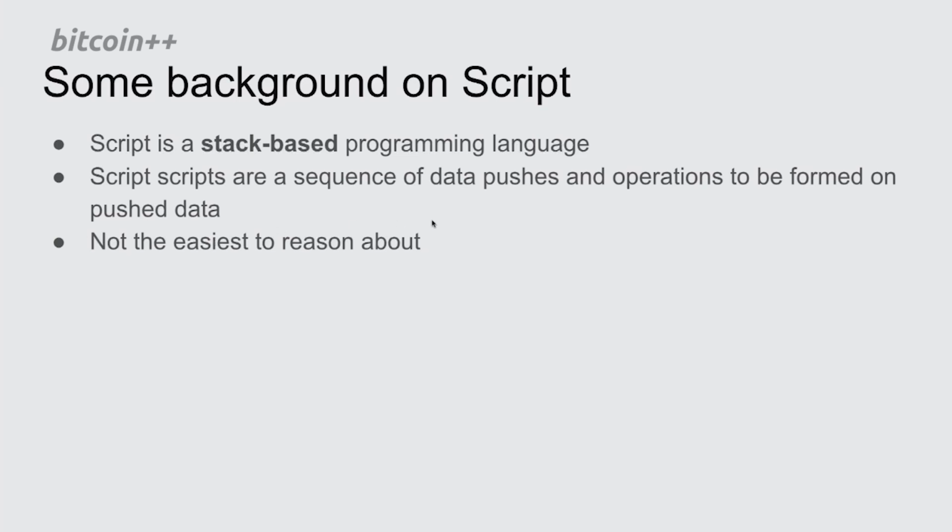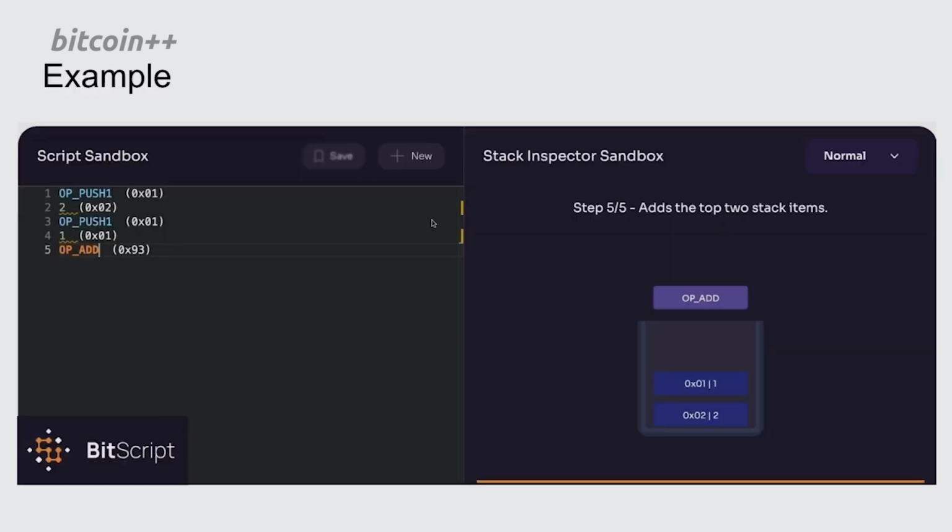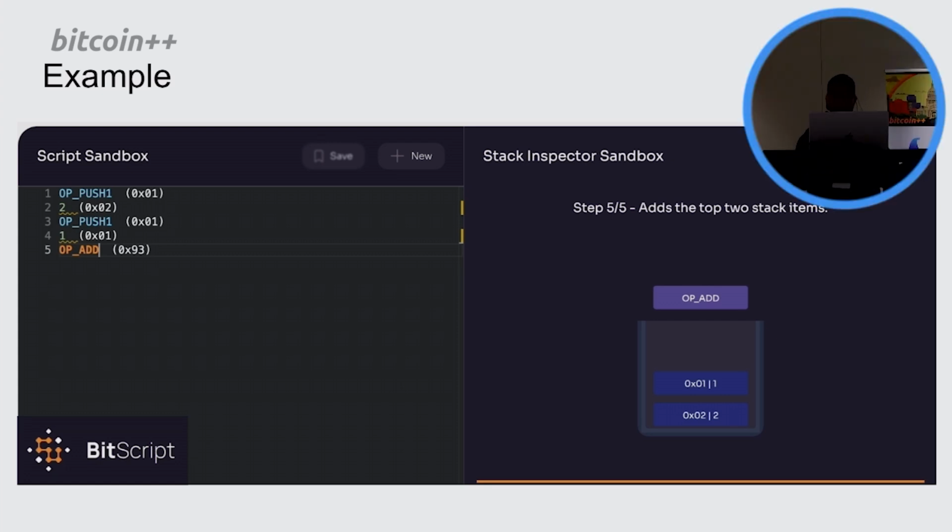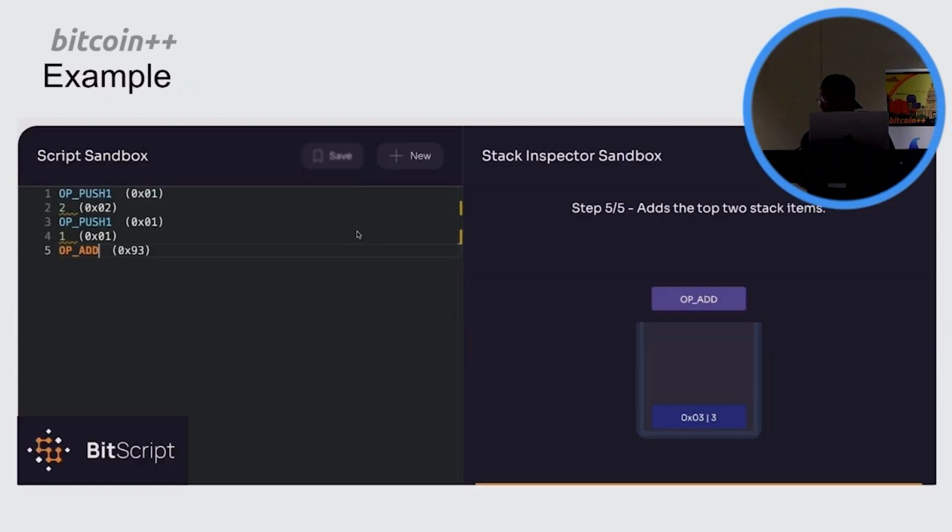I show an easy example of what Script is on the next slide. This is courtesy of BitScript. It's a very basic script, so even if you're not experienced in Script, you can still understand what it's doing. It's pushing a 2, it's pushing a 1, and then it's adding them. And you might be like, yeah, this is easy, right? All it's going to do is add to 3, and you see this final value 3.